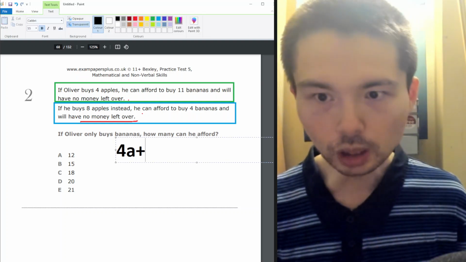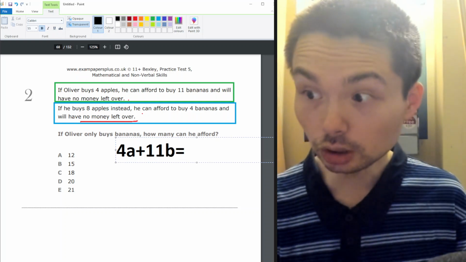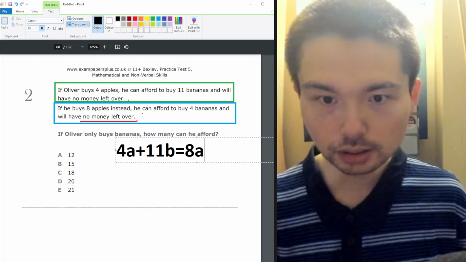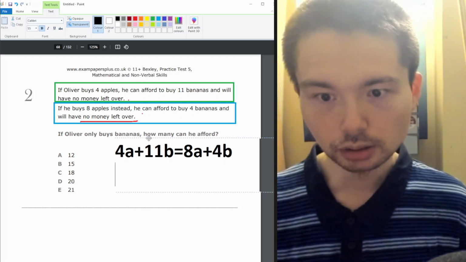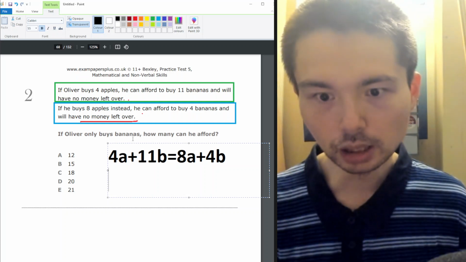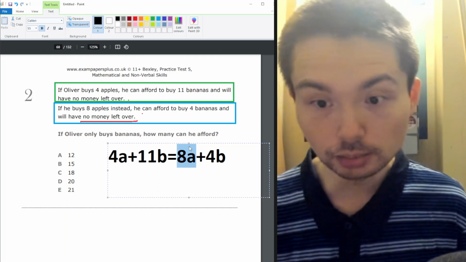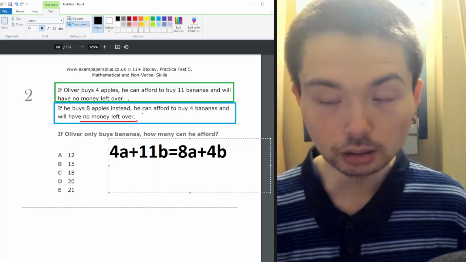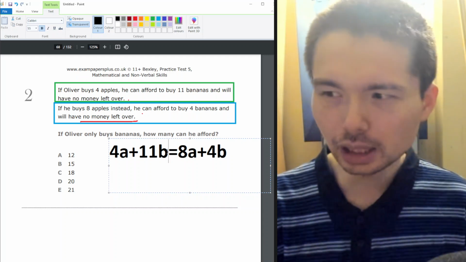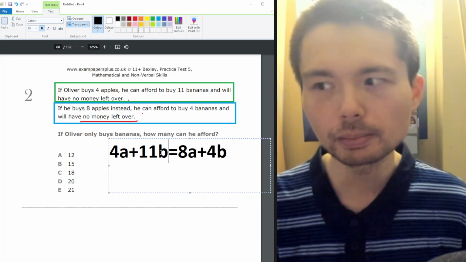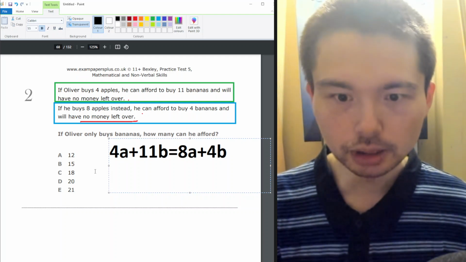Oliver, well, in one shopping, he bought 4 apples and 11 bananas. In the second shopping, in the blue box, he bought 8 and then 4. So now let's rearrange this a little bit. The question says if Oliver only buys bananas, how many can he afford? So you see the apples bit, it's like we just want that to be bananas. That's the tricky thing. This should be in a secondary school paper. This is not 11 plus, but maybe they're just going that extra step. I don't love it. Apples, we need to get rid of it.